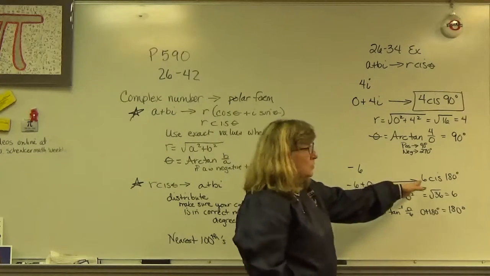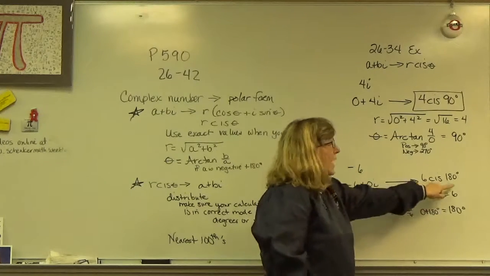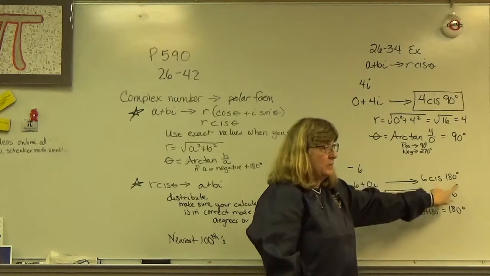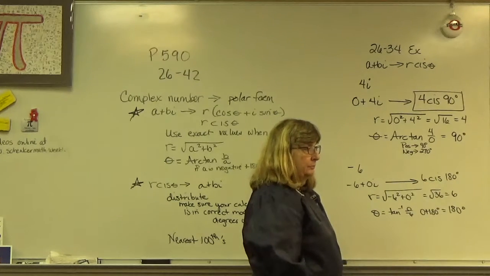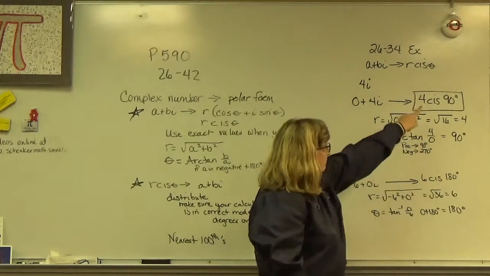Okay, this one's an easy one to check. You can check every one of these. Remember to go backwards, you use the distributive property. Take 6 times the cosine of 180, see what you get. Is our final answer supposed to be negative 6? 6 cis of 180. What about the top, what would it be?